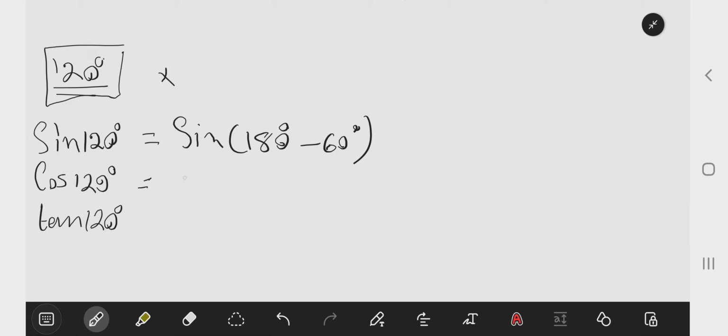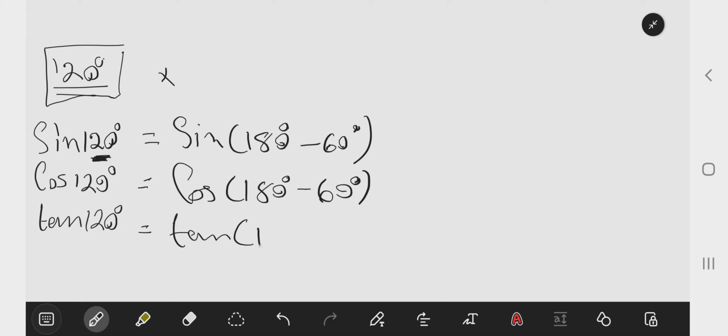And same thing applies to this one. That would be cos 180 minus 60, because I'm using reduction formulas. Why am I using reduction formulas? Because this angle is not an acute angle. And then now tan 180 minus 60, right? I've applied the reduction formulas. But now let us simplify it considering the CAST diagram, right?